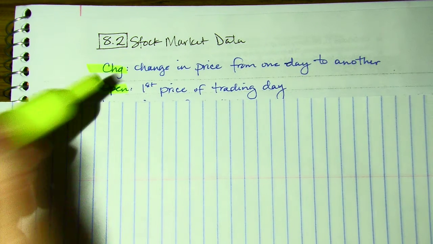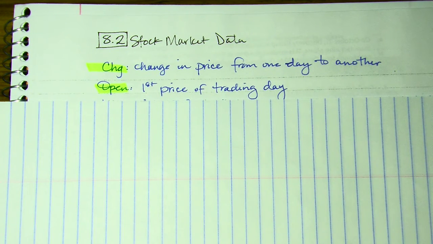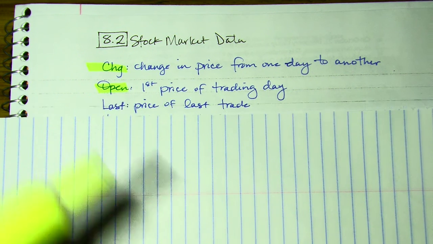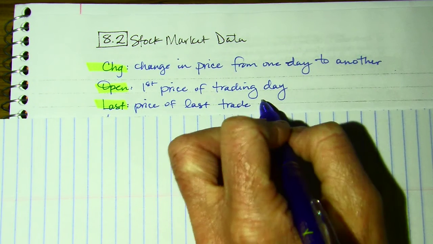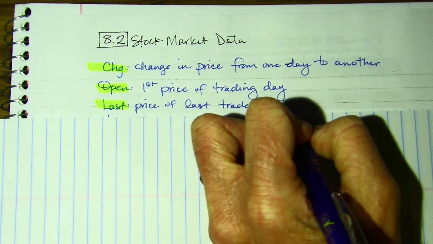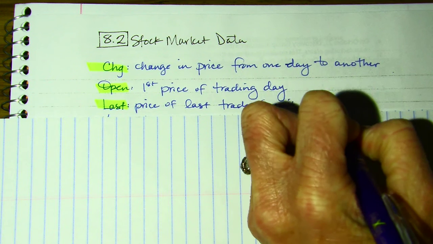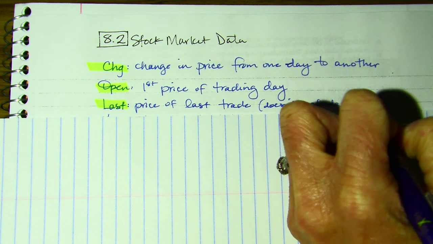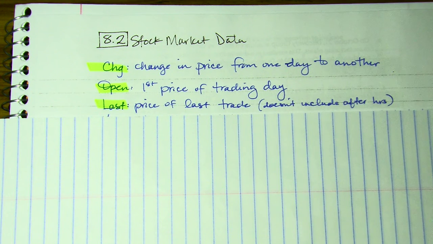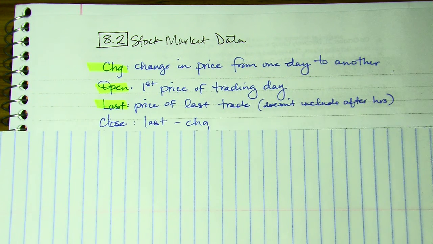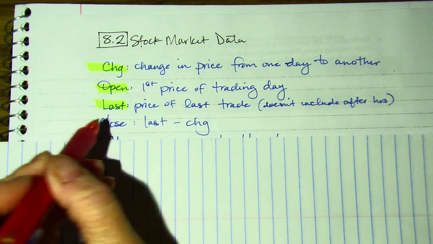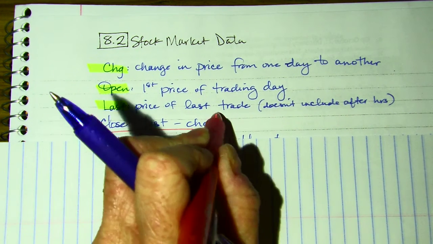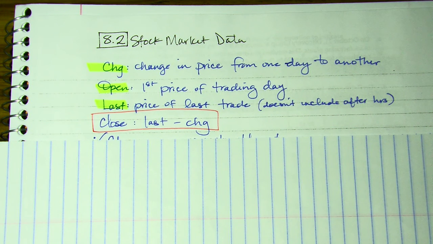The open means that's the first price of the trading business day. Last is the price of the last trade. This doesn't include after hours trading, like midnight, 1 in the morning. And this is super important because this is what we're going to be having to calculate: the closing price is your last price minus any change that occurred from one day to the next.